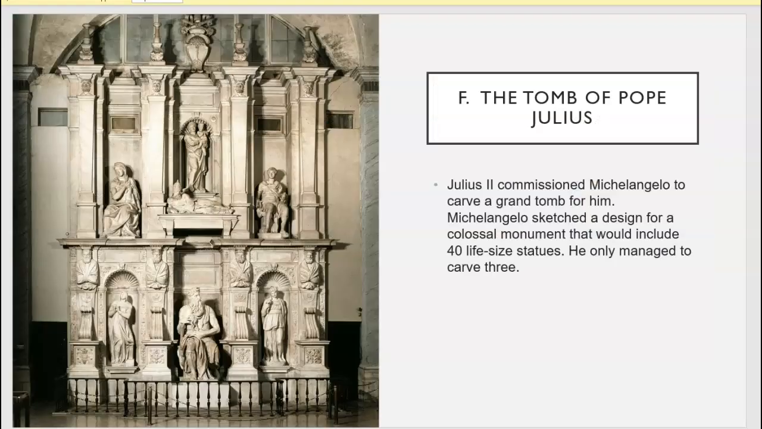The tomb of Pope Julius. Julius II commissioned Michelangelo to carve a grand tomb for him. Michelangelo sketched a design for a colossal monument that would include 40 life-size statues. He only managed to carve 3.